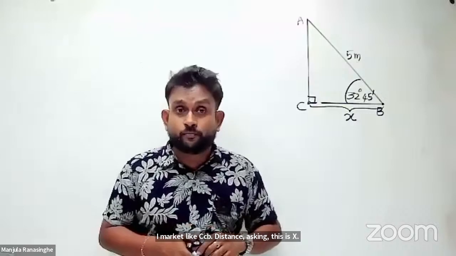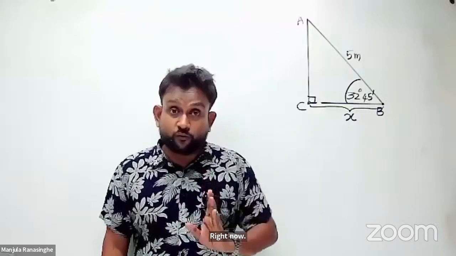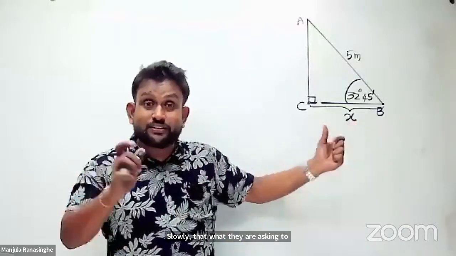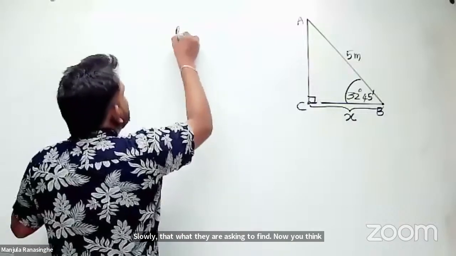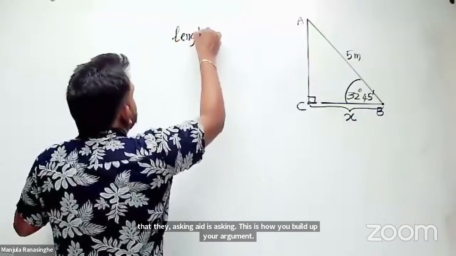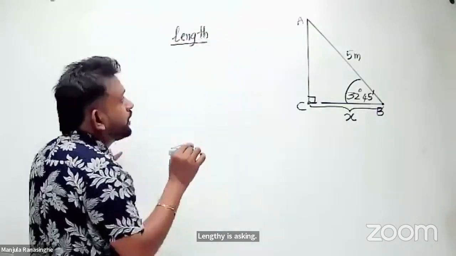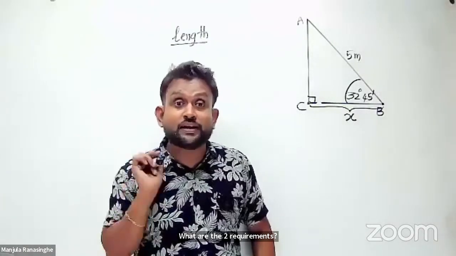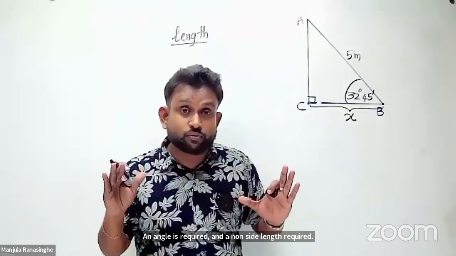Don't be afraid, confused or panic. Slowly think about what they are asking to find. They're asking for a side length. This is how you build up your argument. To find the length, what are the two requirements? An angle is required and a known side length is required. So that's your argument, that's your plan for the question.